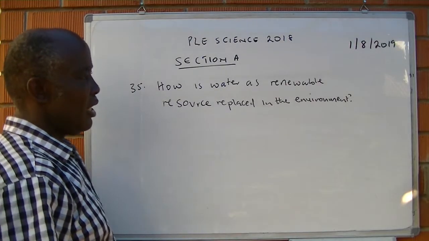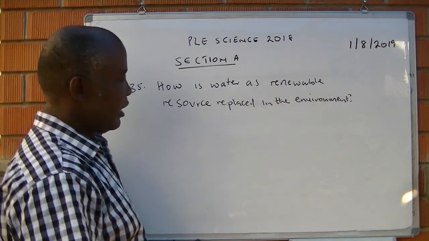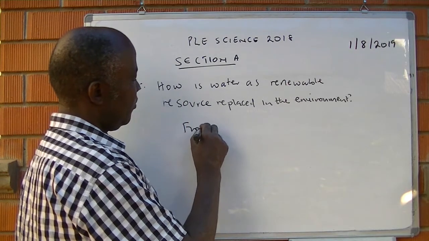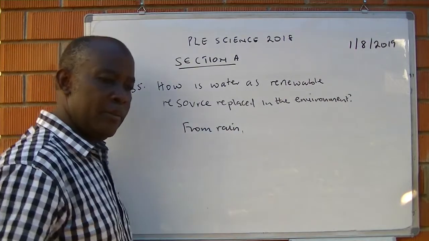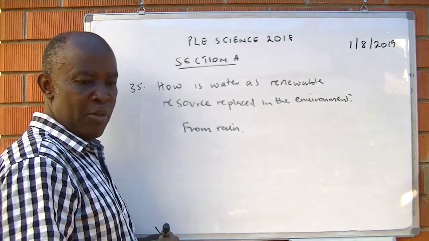Number 35. How is water as a renewable resource replaced in the environment? From rain. When it rains, water is replaced in the environment.